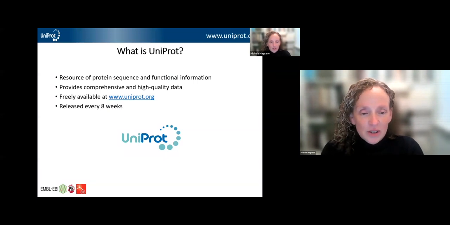So what is UniProt? UniProt is a resource of protein sequence and functional information, and it aims to provide comprehensive and high quality data. And all of the data is made freely available on the UniProt website at uniprot.org, and the data is released every 8 weeks.